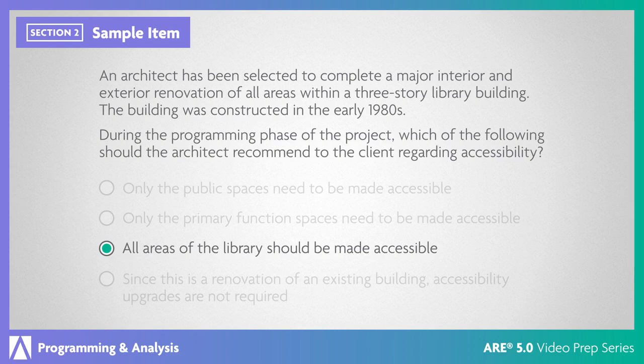The ADA standards for accessible design requires all altered elements and spaces within a renovation project to comply with the accessibility standards. Since this is a major renovation of all areas within the building, the architect should recommend that all areas of the library be made accessible. This is a UA level item, requiring you to identify accessibility requirements that are applicable to a renovation project.